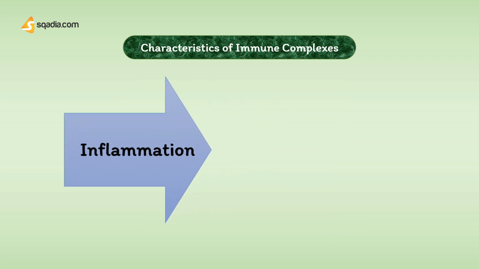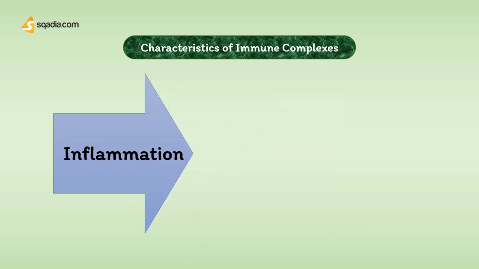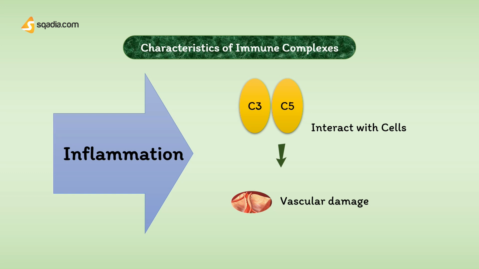The inflammation is simply the breakdown products of C3 and C5 through interactions with mast cells, polymorphs, etc., and they are responsible for the vascular damage that is a feature of immune complex diseases.